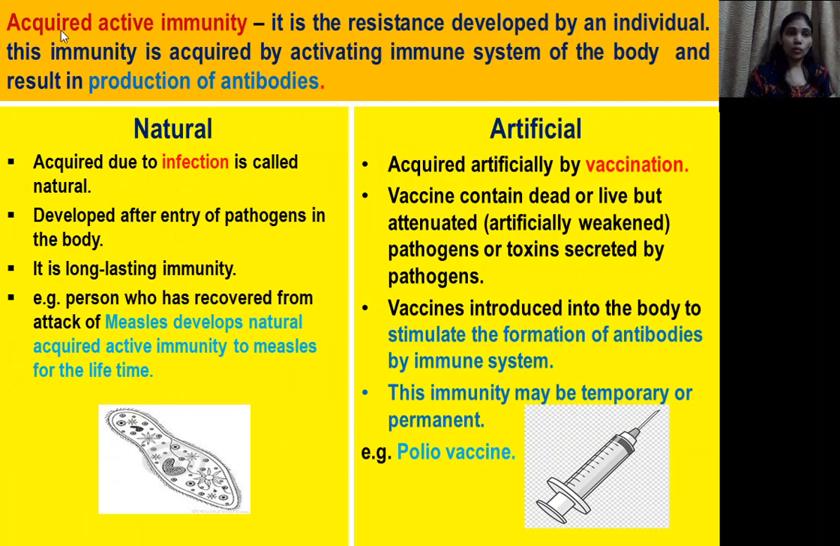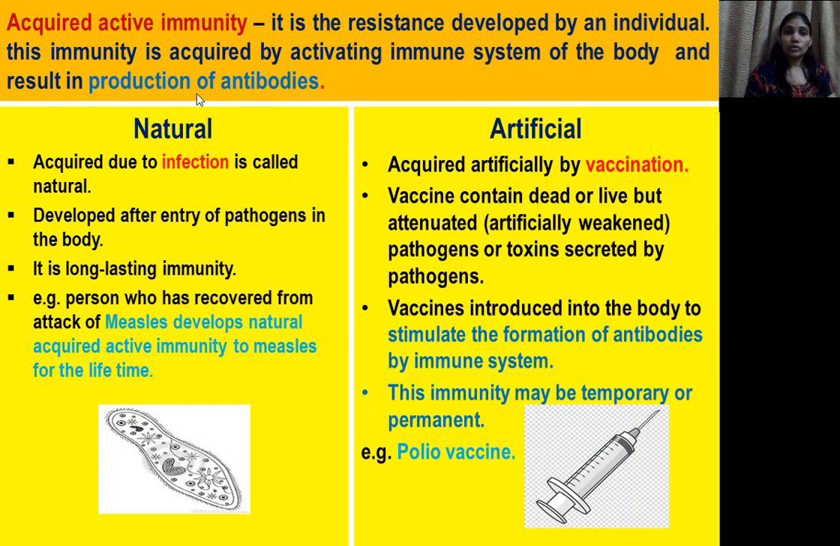This is acquired active immunity. It is resistance developed by an individual. This immunity is acquired by activating the immune system of the body and results in the production of antibodies. So you have to remember here the production of antibodies, for what? For active acquired immunity, or acquired active immunity.